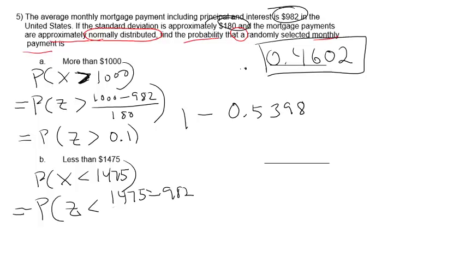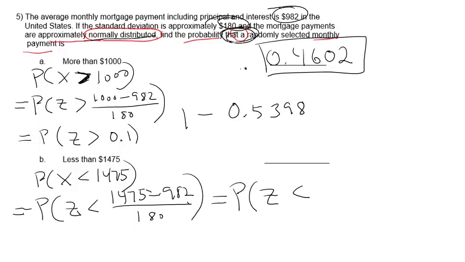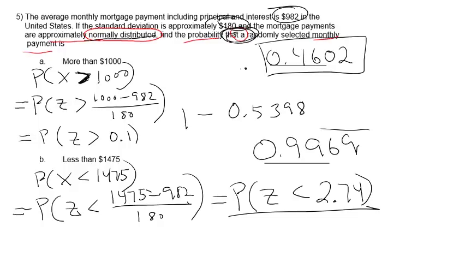982. We're going to divide by the standard deviation, 180. Since we're talking about a member of a normal distribution, there's no adjustment being made here. When we do the math, it's the probability that Z is less than 2.74. This is exactly what the table tells me. So I look this number up in the table and I get 0.9969. And there's the final answer for that one.